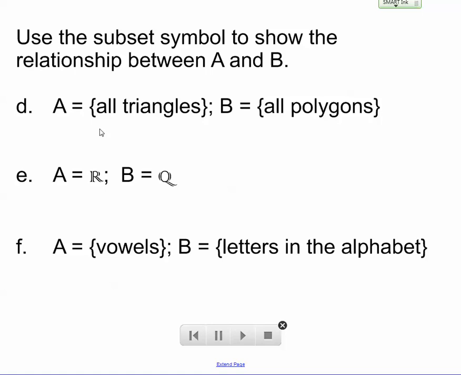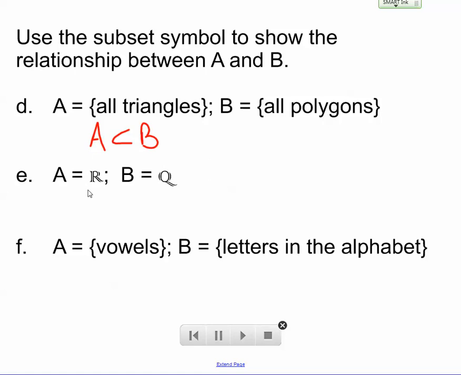All right, use the subset symbol to show the relationship between A and B. Okay, so we're trying to figure out if one of these is a subset of the other, and we're going to use the subset symbol to show. Set A is the set of all triangles, and set B is the set of all polygons. Are all triangles polygons, or are all polygons triangles? Well, all triangles are polygons, so what we say is A is a subset of B. That's it. It looks like a C, but it's kind of a sideways U there. Make your A and B a little bit bigger. So A is a subset of B because all triangles are a subset of all polygons.